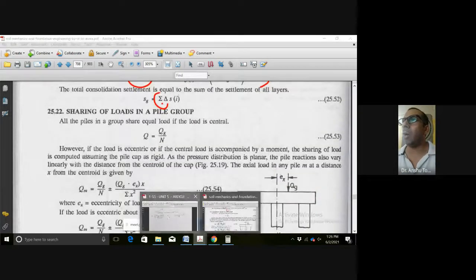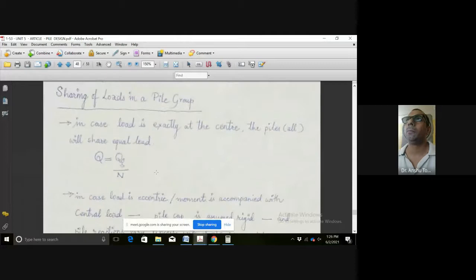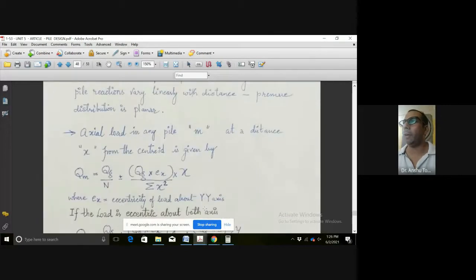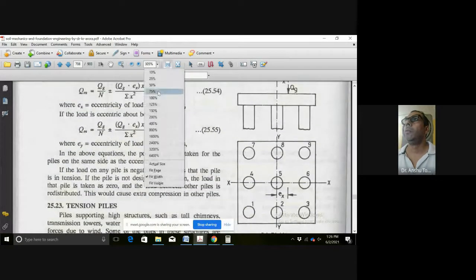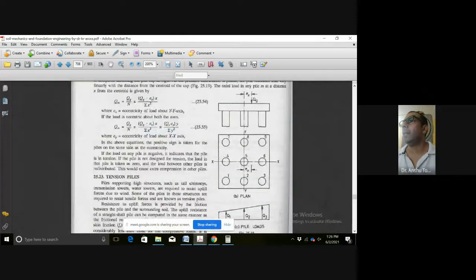Now, last one, the sharing of the loads in a pile group. See, if I go to the figure, we can see here that we have got central axis X and Y. But as we know, all the piles, just like we did in the raft, we know that the column loads are different.